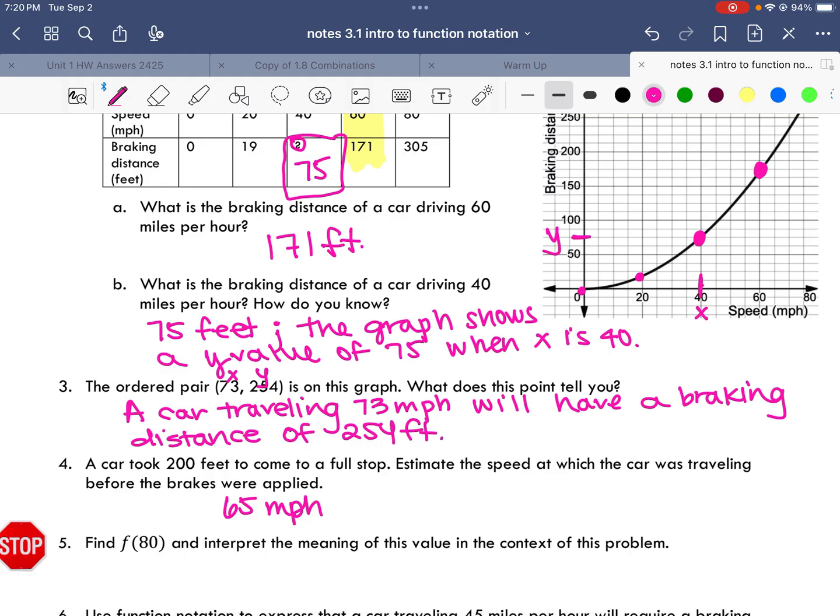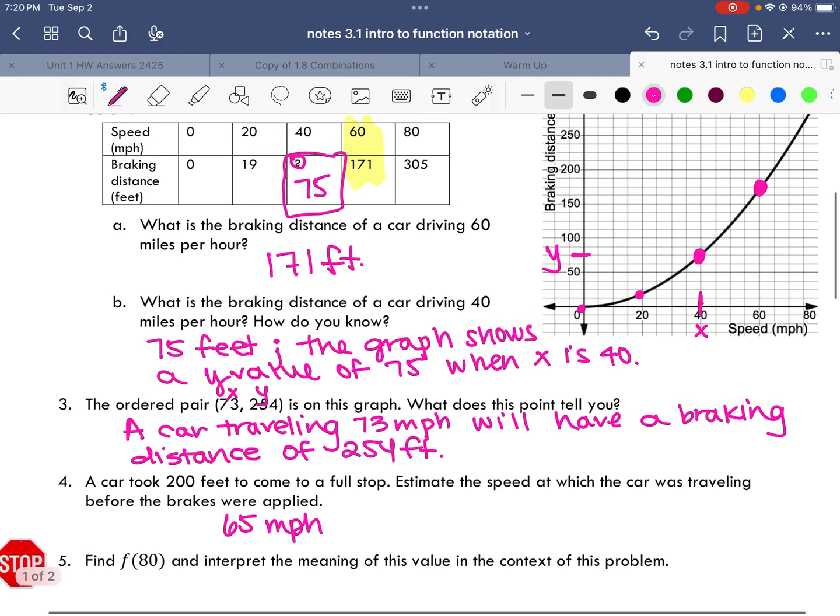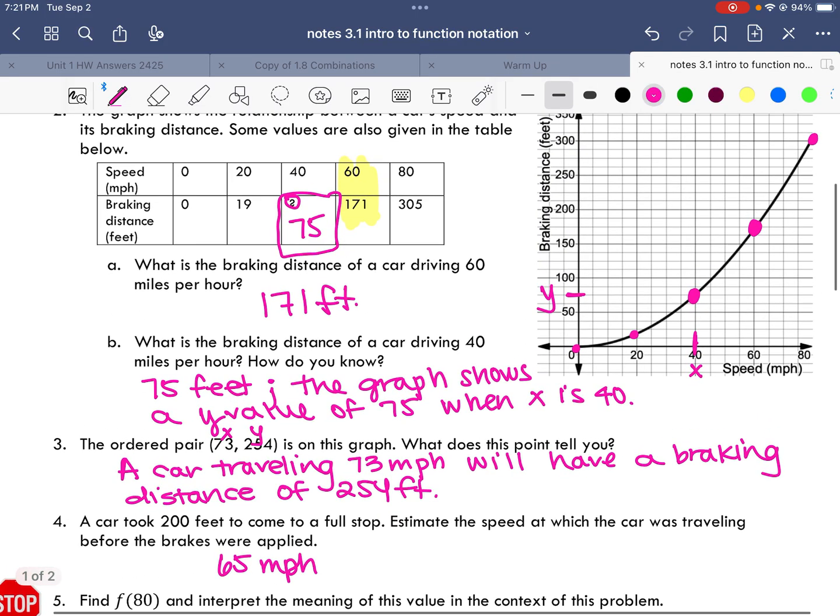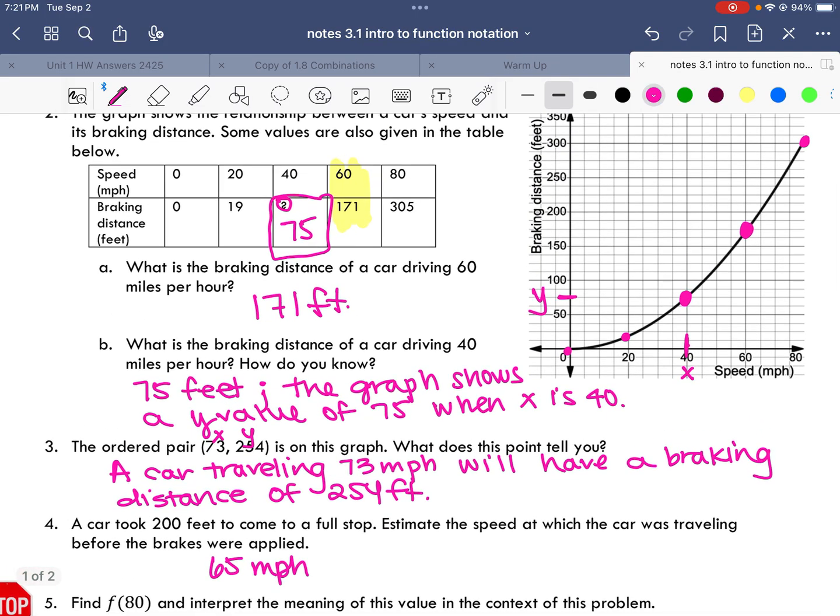Then it says, what if the car took 400 feet to stop, right? So 400 is the braking distance. Estimate the speed. So I said 65 miles per hour. How did I figure that out? If I come up here to 200, this is what we know the braking distance is. There's where the graph is 200. So now I have to figure out what is the speed there. So if I follow this down to X, that appears to be 65 miles per hour.